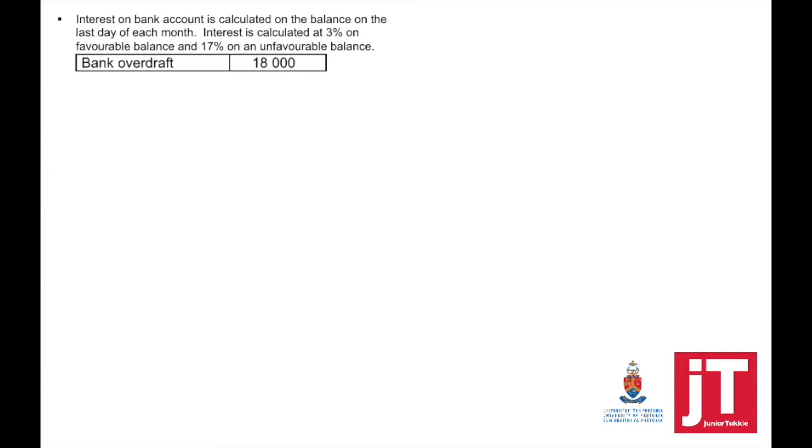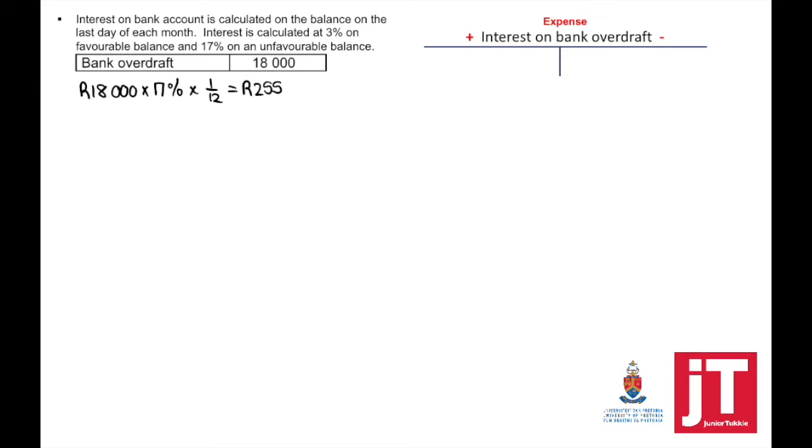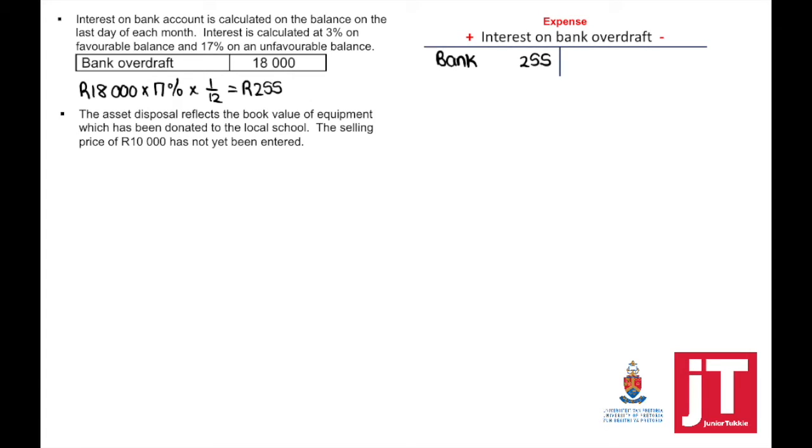Interest on bank account is calculated on the balances on the last day of each month. Interest is calculated at 3% on favorable balance and 17% on unfavorable balance. So we need to calculate now the interest on our bank account. Because it says bank overdraft, this means that interest will now be calculated 17% on that unfavorable bank balance, which means we need to take 18,000 times 17% times 1 divided by 12. Interest on bank overdraft is an expense to the business, which means it will be debited.